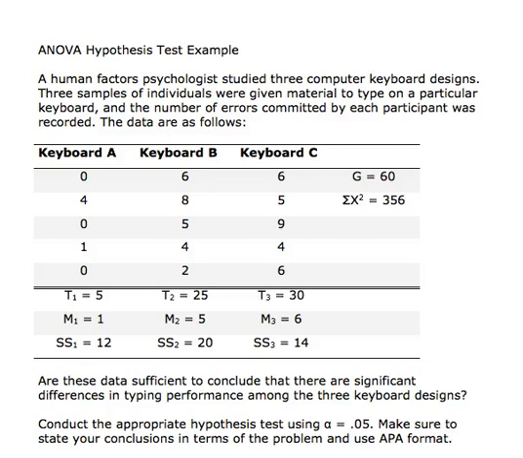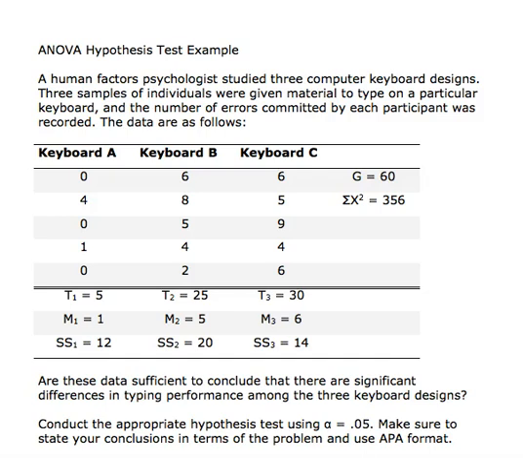Hello everyone. So here I'm going to walk you through an ANOVA hypothesis test example. A human factors psychologist studied 3 computer keyboard designs. 3 samples of individuals were given material to type on a particular keyboard, and the number of errors committed by each participant was recorded. The data are as follows.